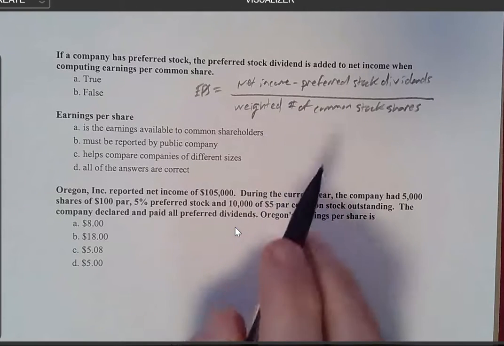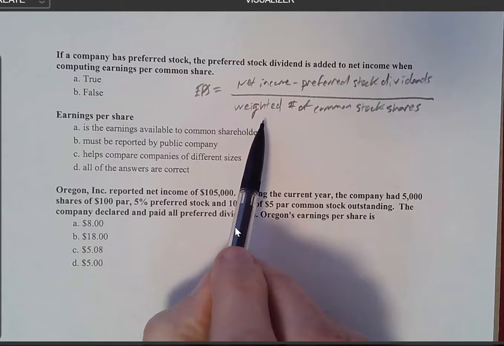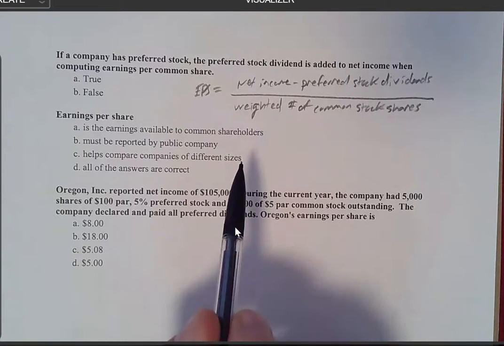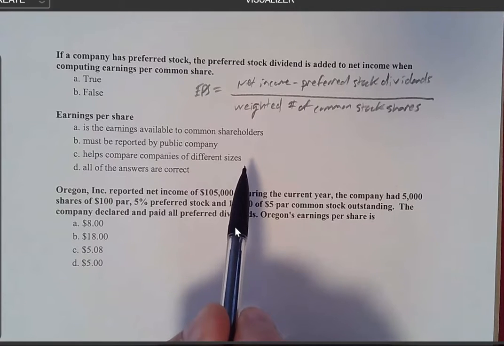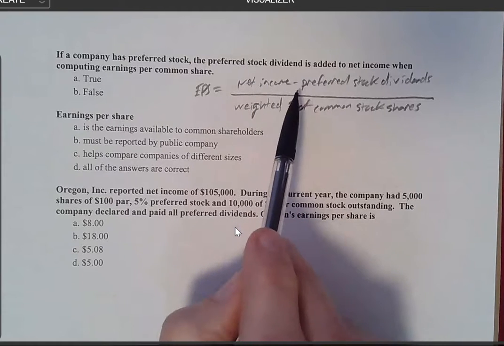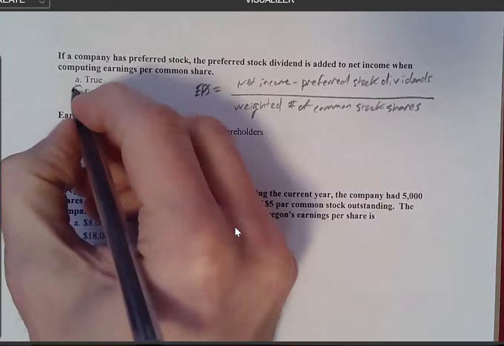We're just using beginning and ending. But for our purposes, this word weight is not really going to matter. All right, you're going to be given the weighted number of common shares. So is that what it says? Added? Well, that looks like a minus sign to me. So this is a false statement.